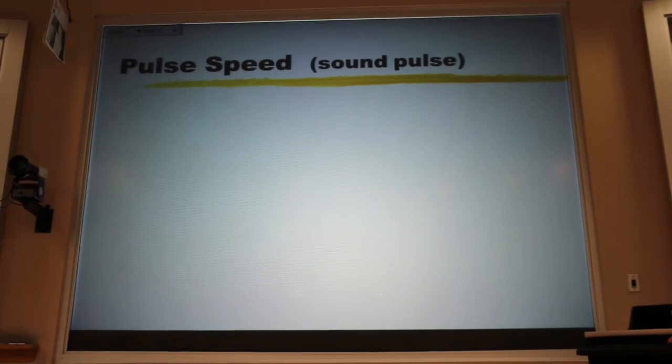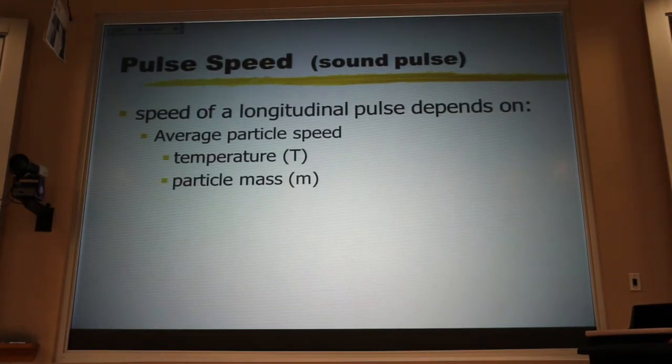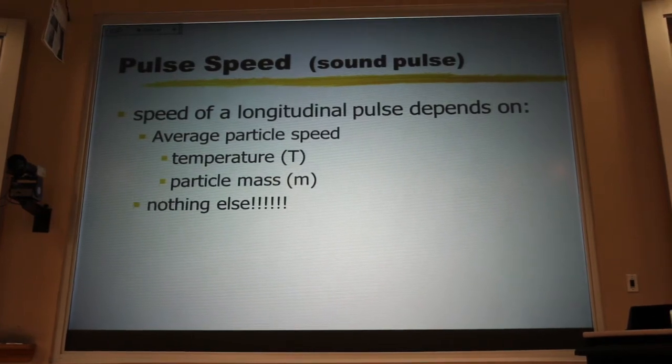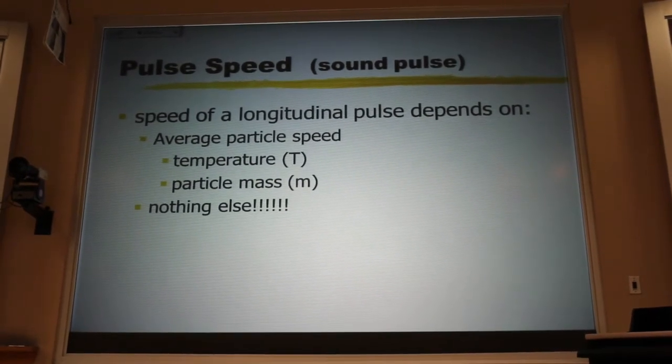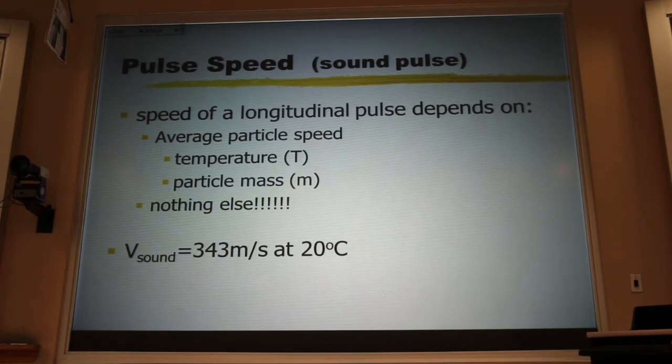We also talked about the pulse speed for sound, and what we found was it depended on how hot the air was, and whether it was air or some other kind of gas. We find that in air, it travels at 343 meters per second at room temperature, and as you heat up the room, it goes a little bit faster, 0.6 meters per second for every 1 degree Celsius that we raise the temperature.